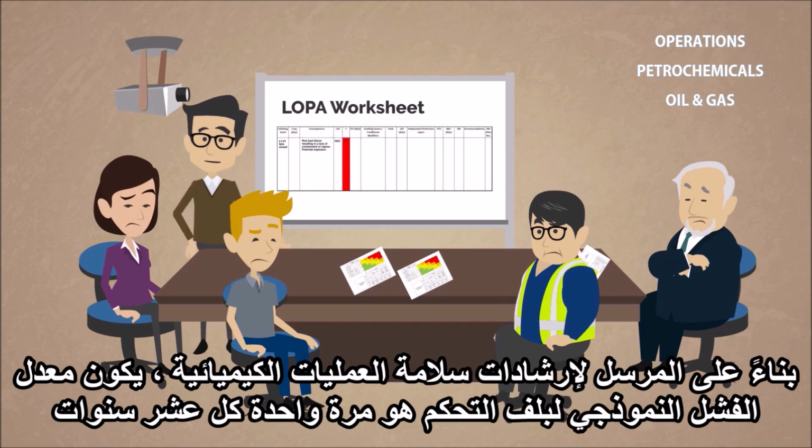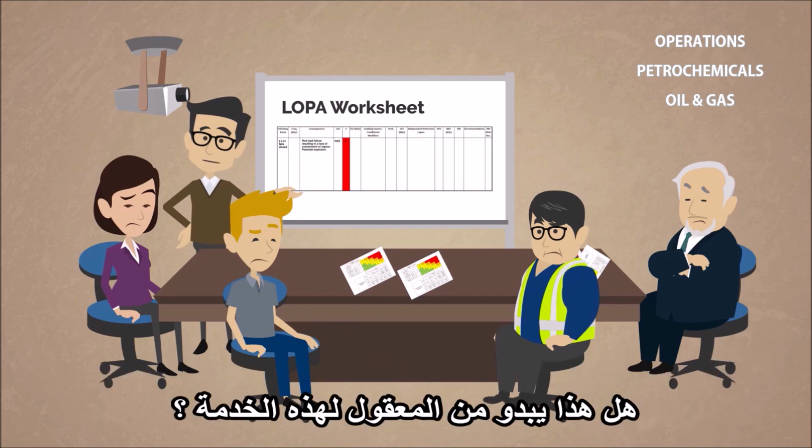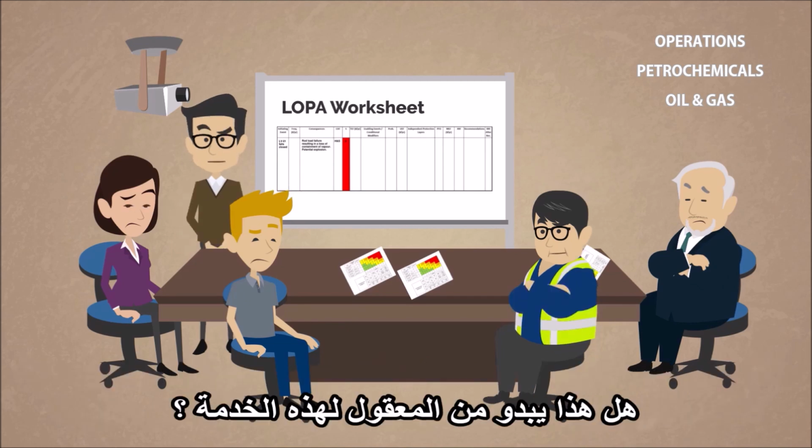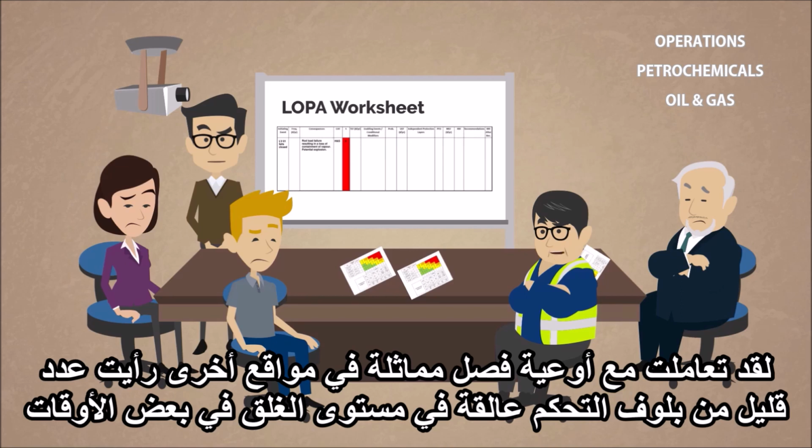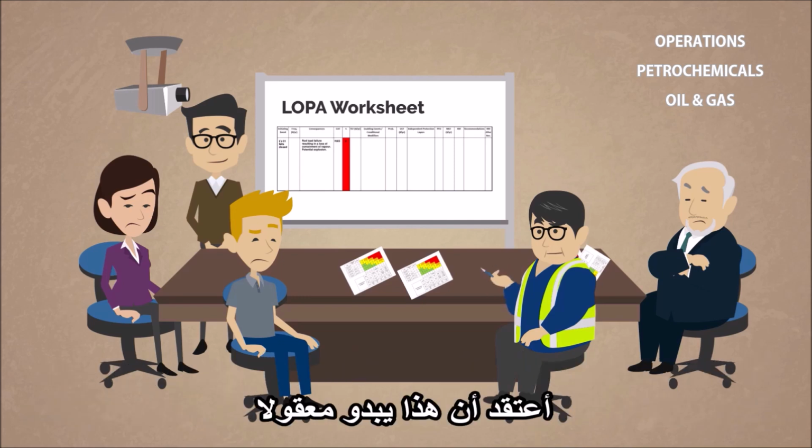Based on Center for Chemical Process Safety guidelines, the typical failure rate of a control valve is once in 10 years. Does this seem reasonable for this service? I've dealt with similar separators at other sites. I've seen a few level control valves stick closed in my time. I think that sounds reasonable.